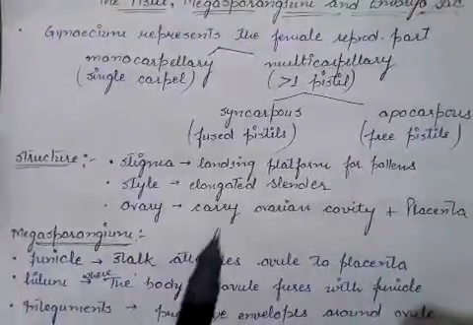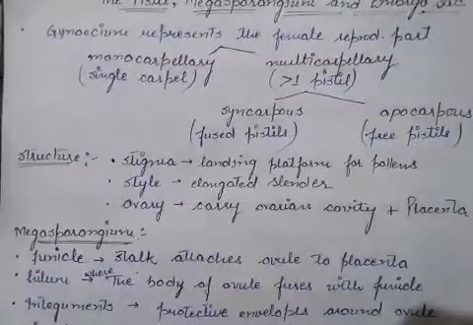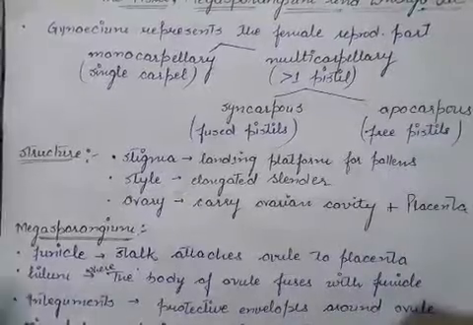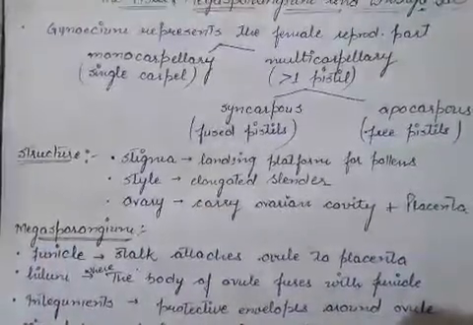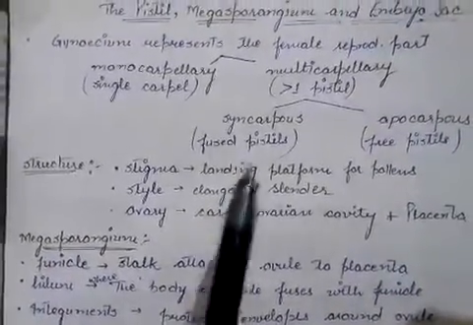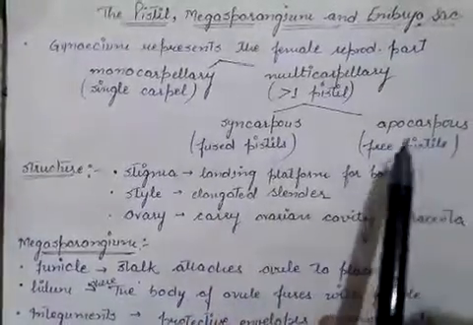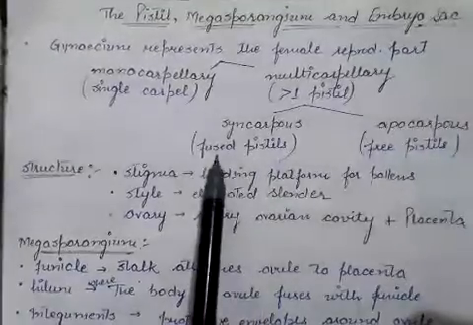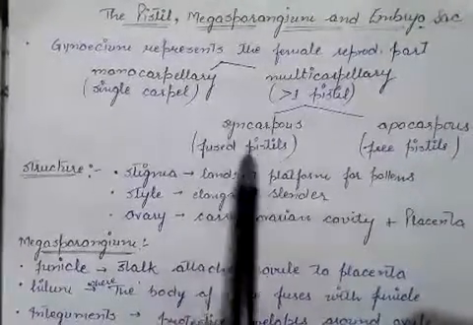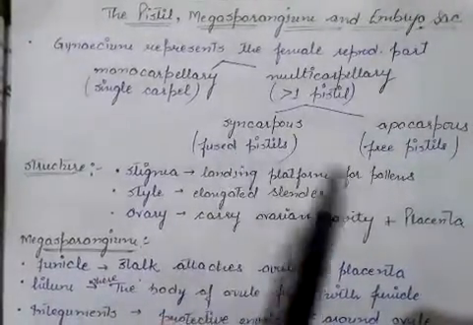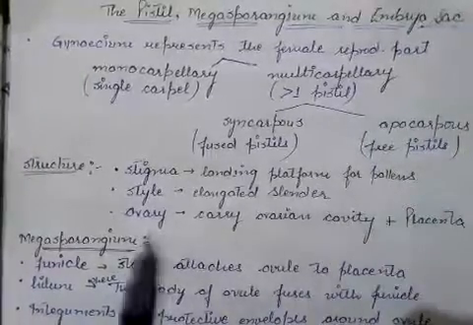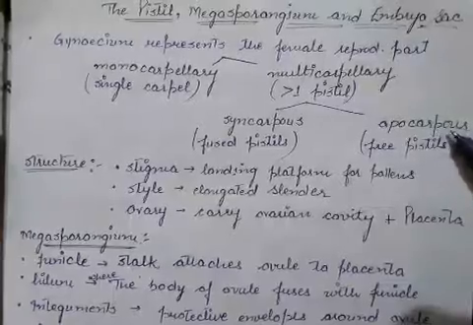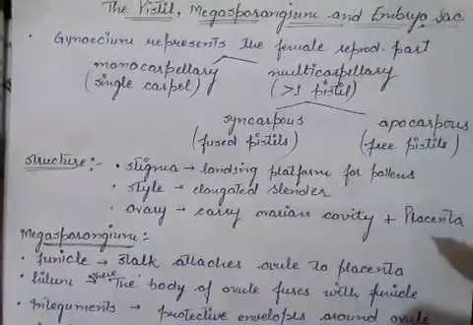Based on the type of the pistils found in the gynoecium, the multicarpellary type of pistil is usually of two types. It can be syncarpous or apocarpous. If the pistils are fused with each other, the gynoecium is said to be syncarpous, or if the pistils are free from each other, the gynoecium is said to be the apocarpous type of gynoecium.